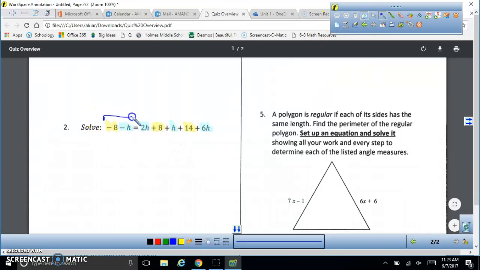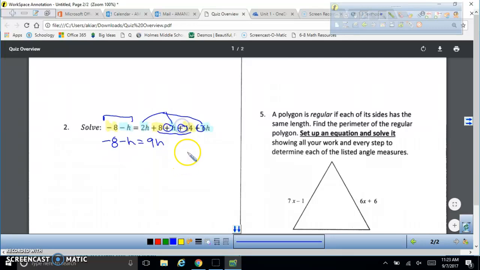Okay, I'm going to combine on the same side first. On this side right here, I do not have any like terms, so I'm going to leave it as -8 minus H. On this side, I'm going to combine using the operations in between them. So I'm going to add, and I'm going to add. 2H plus H plus 6H leaves us with 9H. Now I'm going to add my yellows using the operation in front of our last one. 8 plus 14 leaves us with 22. So plus 22. All right, now we're done combining our like terms on the same side.